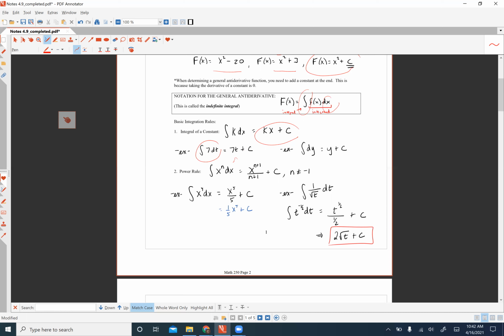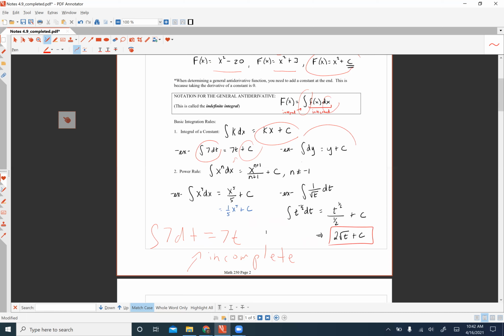Make sure you add on the constant. It's not correct to say the integral of 7 dt is 7t. It's an incomplete answer. You need to add that constant, or else you're really not being correct.